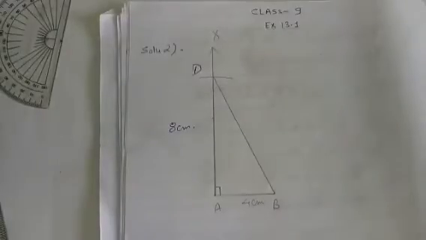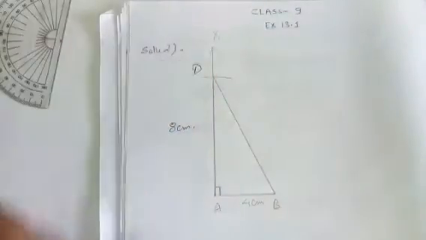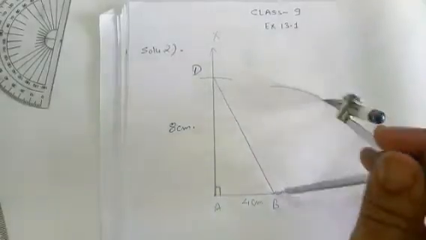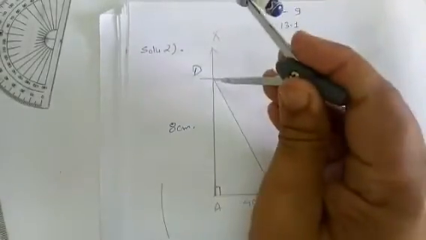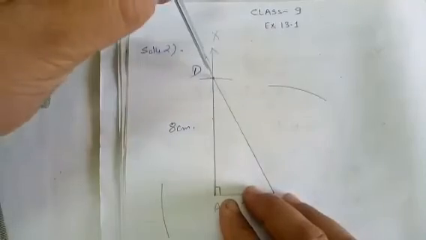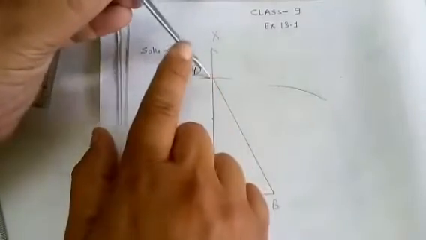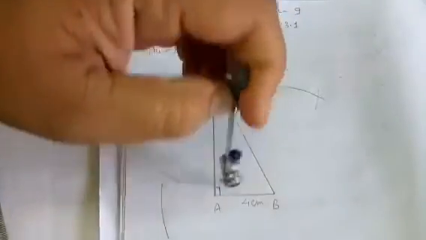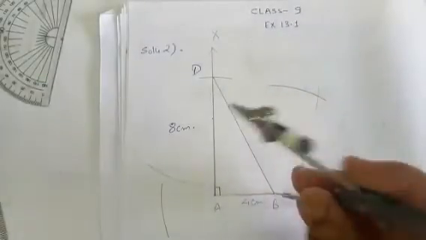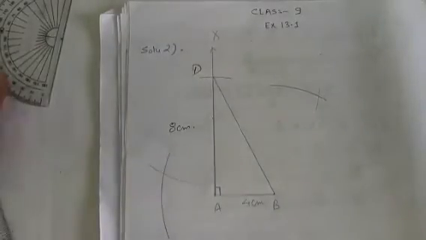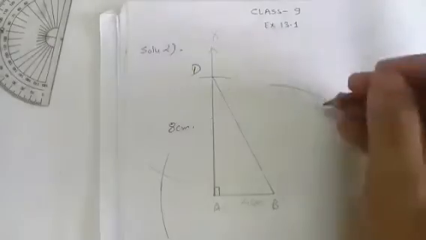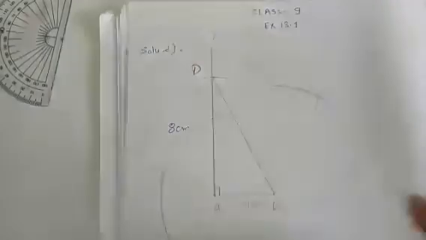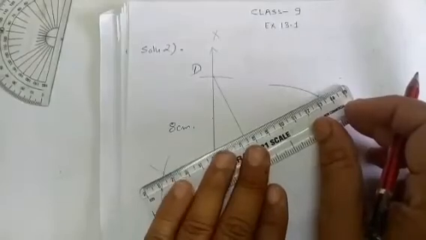After joining DB, bisect the line DB. Take more than half of the line and cut an arc on both sides. From class 6 you are doing the line bisector, so by now you should have understood how to bisect a line. From the two ends of DB, you cut arcs. Where the arcs intersect, join them.